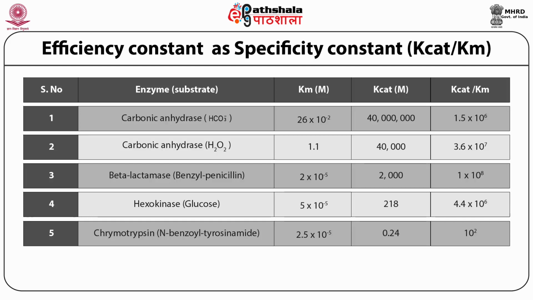But the overall efficiency of a reaction is not decided by any one of them alone. For example, beta lactamase has the highest affinity for its substrate, and it also has the highest Kcat by Km, so it is more efficient. It is even more efficient compared to catalase, which has the highest Kcat.